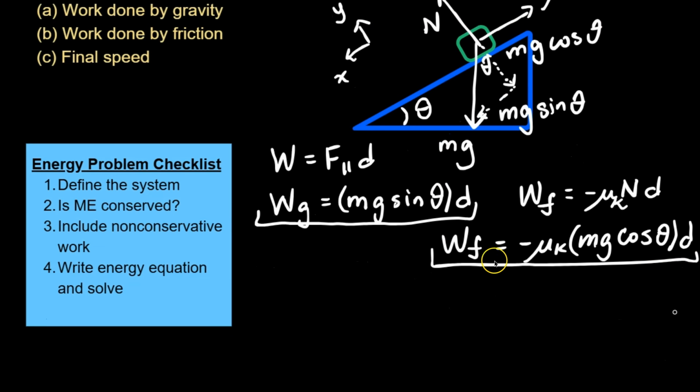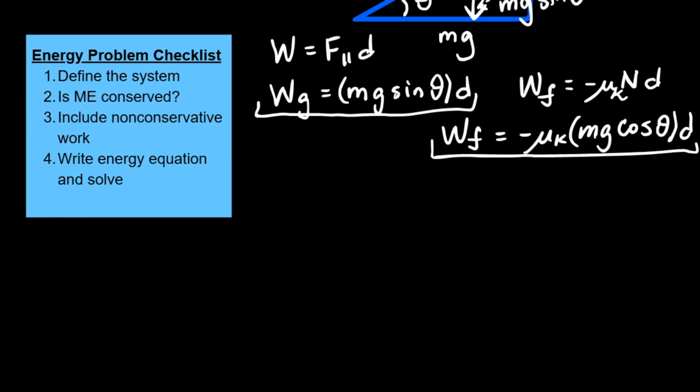We're going to bracket these two equations, both the work done by gravity and the work done by friction, to calculate the final speed. Step 4 is to write the energy equation and solve. We can either use the conservation of energy equation or the work energy theorem. We're going to use the work energy theorem, work equals the change in kinetic energy, because we're looking for the final speed, and kinetic energy is related to speed.